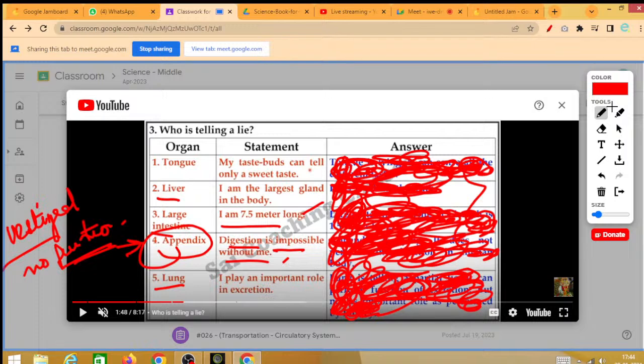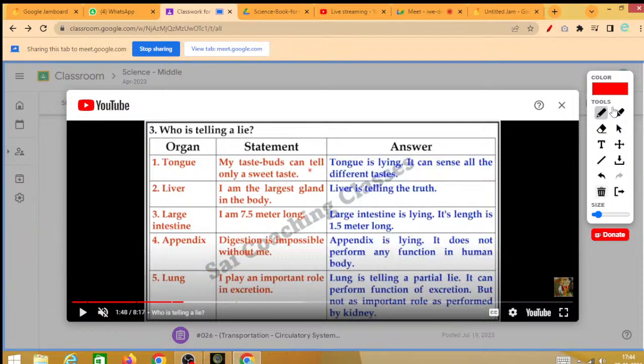Yes, ma'am. I play an important role in excretion. Who is lying? Miss Love. So why is it lying? What does it do? The small intestine does that. And the lung plays an important role in respiration. Very good. Excretion is performed by the kidney.